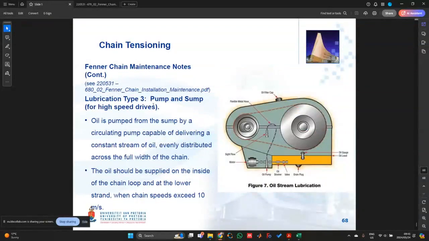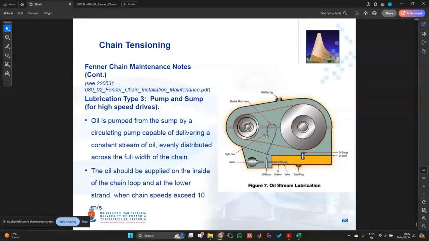Okay, and then the last mechanism that we have is the type 3 lubrication, and this is for high-speed drives, so typically larger than 6 meters per second. And this is a pump and sump mechanism that we're using. So we still have some sort of an oil sump that's going to sit over here, but now we actually want to pump this oil out and distribute that over the chain that we have over here.